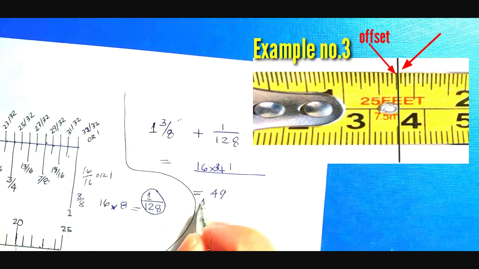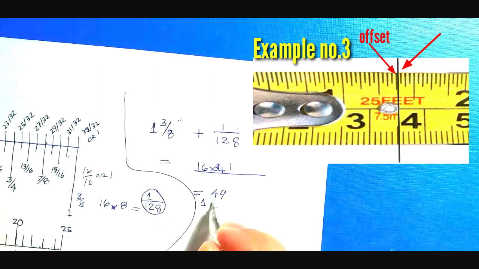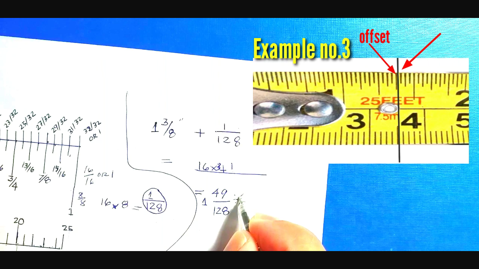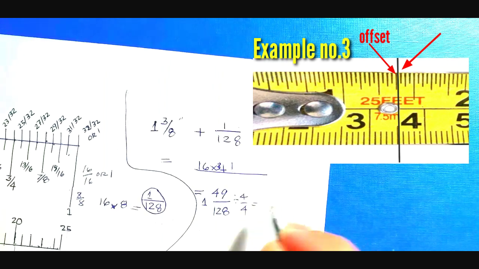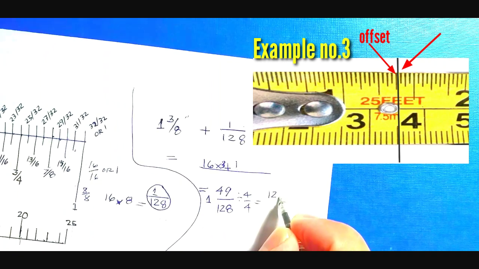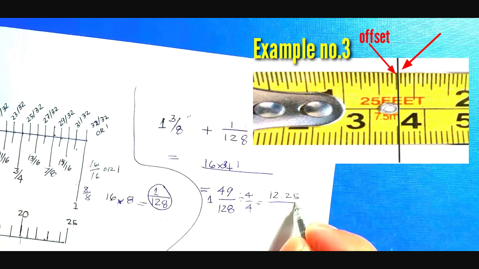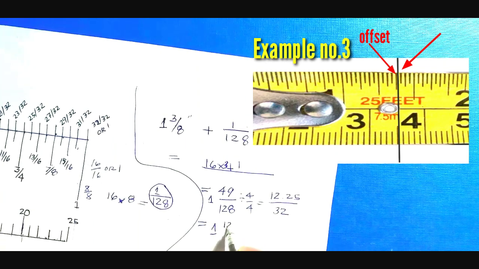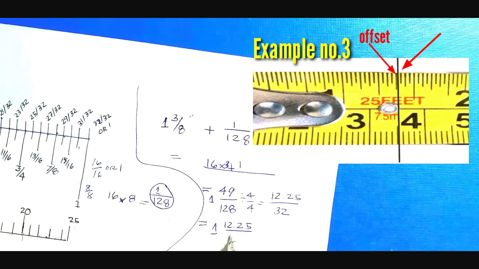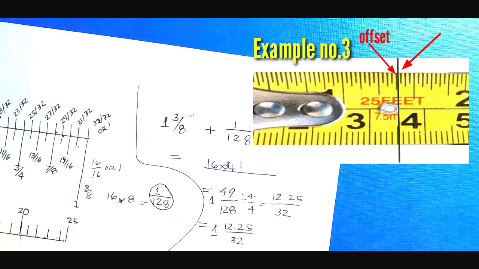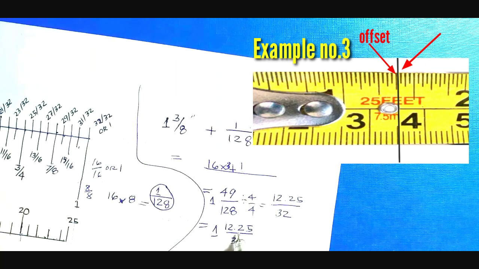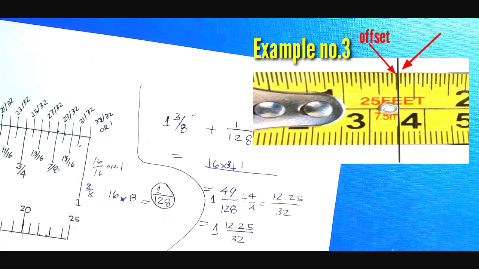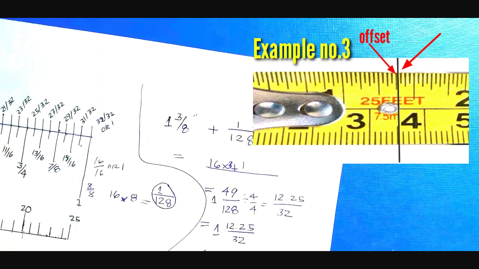Then we have 1 inch and 49 over 128. Then divide by 4, so it is 12.25 over 32. So the answer is 1 inch and 12.25 over 32. Then to make it clear, we divide 12.25 by 32, and that is 0.3828, and 1 inch. Then this is in inches again.